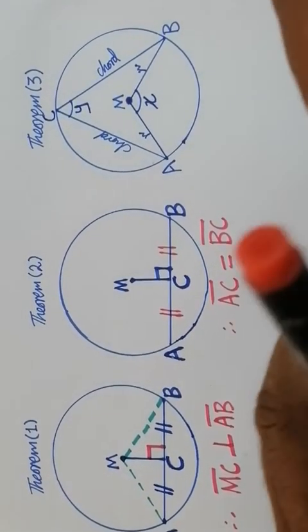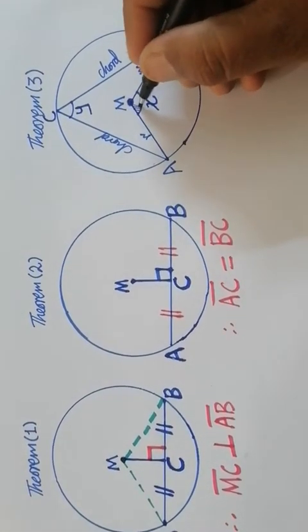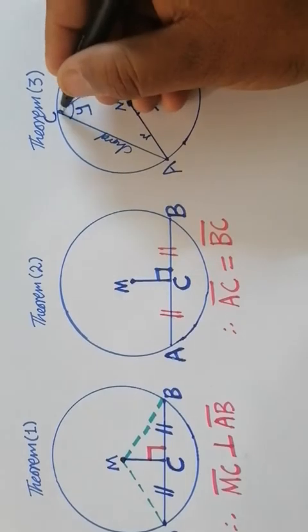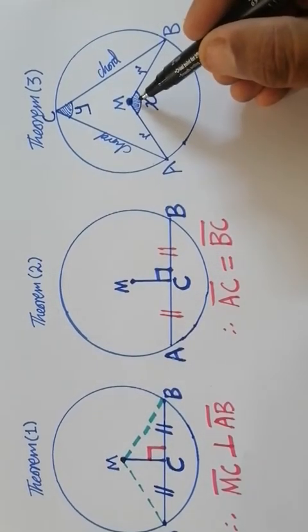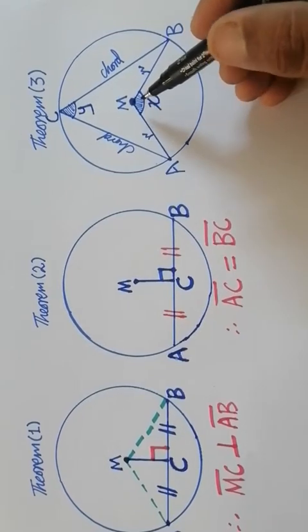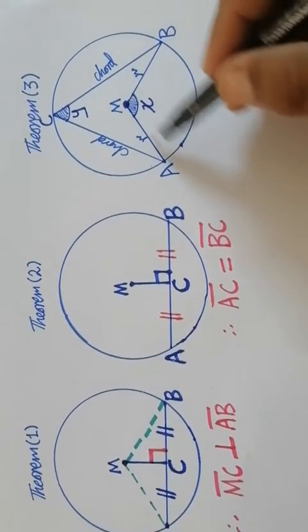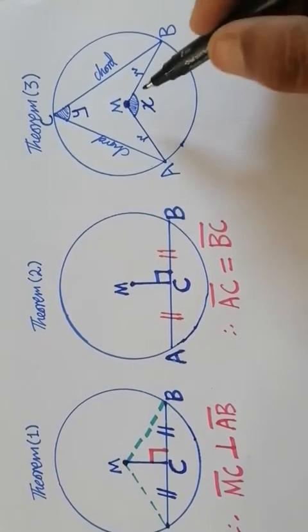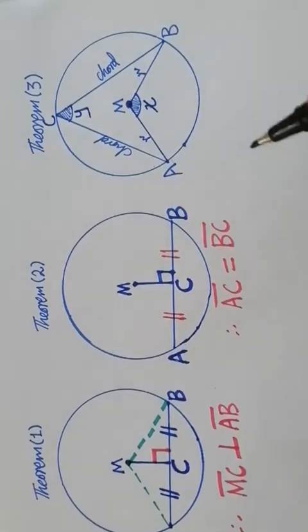Okay. Let us try to describe angle X and angle Y. Angle X is called a central angle. Why? Because the vertex lies on the center and the arms AM and BM are radii. So angle X is a central angle.